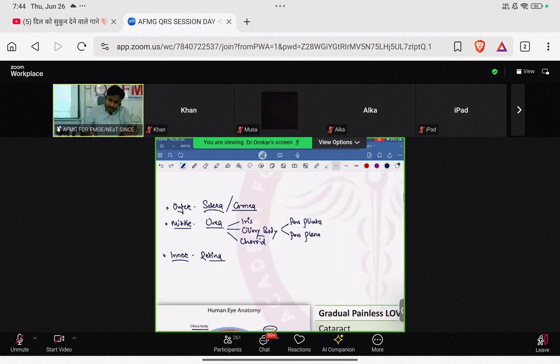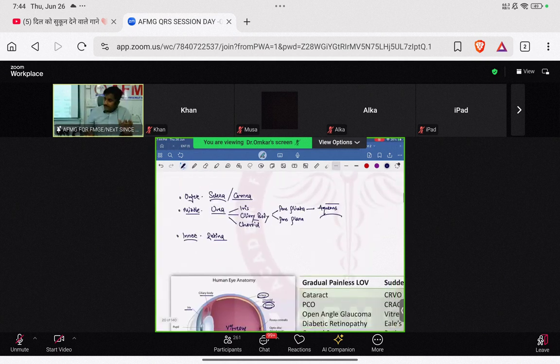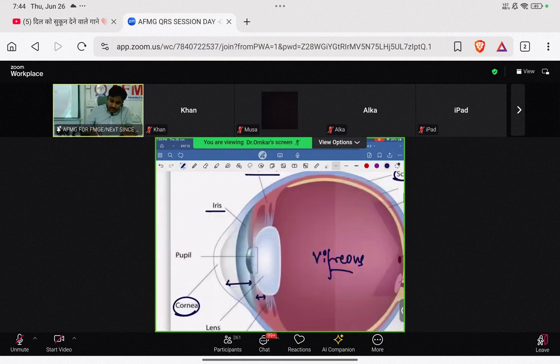So we know, beta, the ciliary body has two parts, right? One is pars plana, second is pars plicata. So pars plicata is actually responsible for the secretion of aqueous humor. The work of making aqueous humor is definitely done by the pars plicata, beta. Now understand, look here once. See, the aqueous humor is produced by the pars plicata in the posterior chamber of the eye.